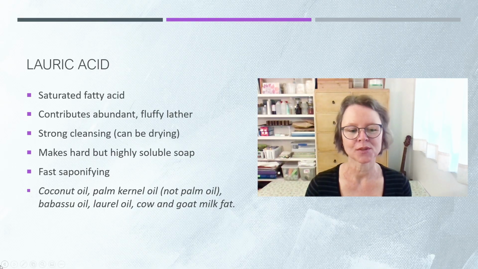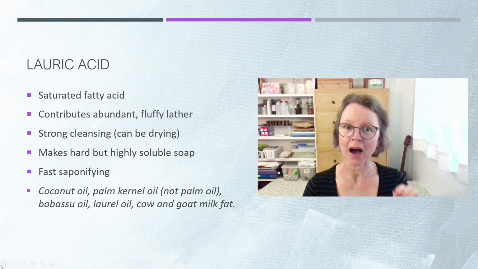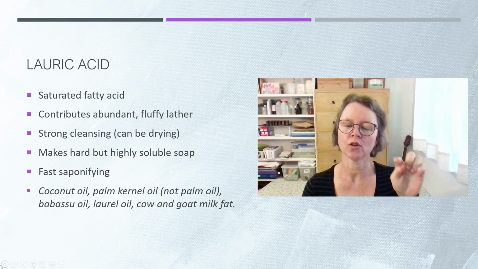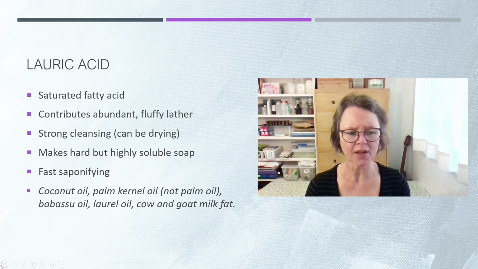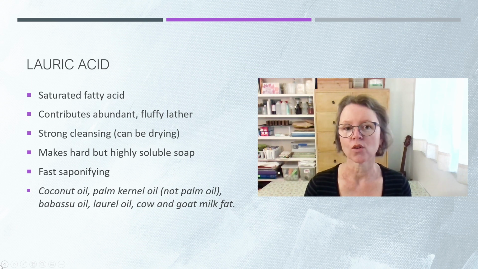And some examples are coconut oil, palm kernel oil, so not palm oil. Palm oil is the oil from the inner fruit, the very central part of the palm fruit. Palm kernel oil is from the kernel around the palm fruit. Babassu oil, laurel oil, and also the fat found in cow and goat and human breast milk. They're all high in lauric fatty acid.